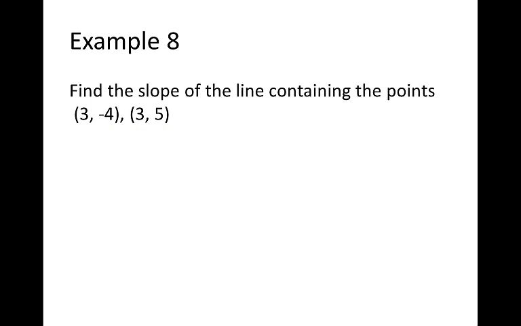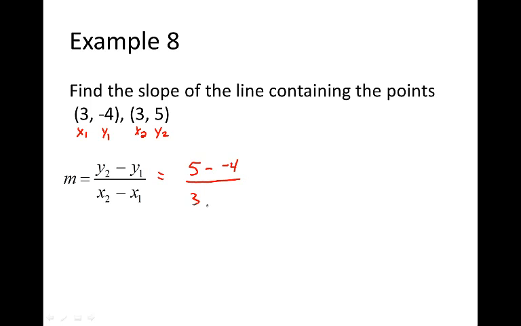Okay, find the slope of the line containing the points 3, negative 4, and 3, 5. Okay, we got our formula. What happens on this one? Let's label x1, y1, x2, y2. So 5 minus negative 4 divided by 3 minus 3. Uh-oh. What's going to happen here?